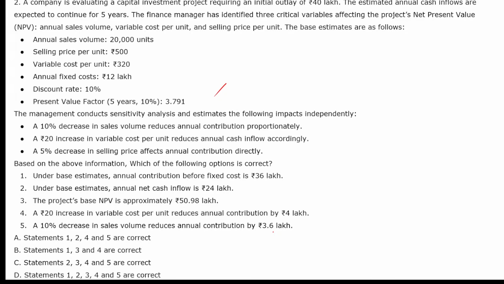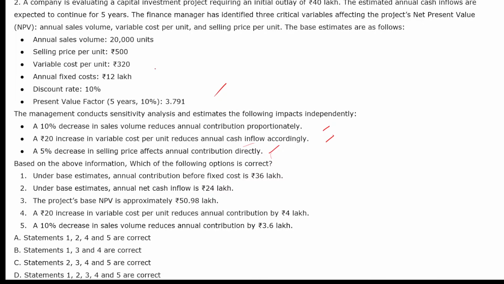A 10% decrease in sales volume reduces the annual contribution proportionately. A 20 rupees increase in variable cost per unit reduces annual cash inflow accordingly. Makes sense. A 5% decrease in sales price affects annual contribution directly. Yes, makes sense. Based on the above information, which of the following options is correct?